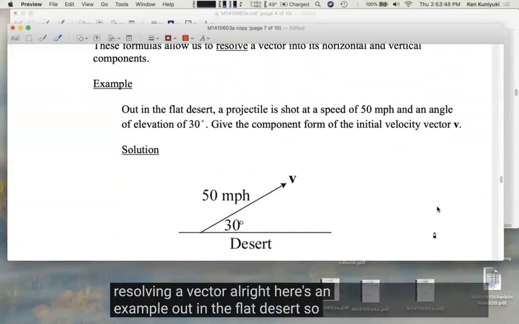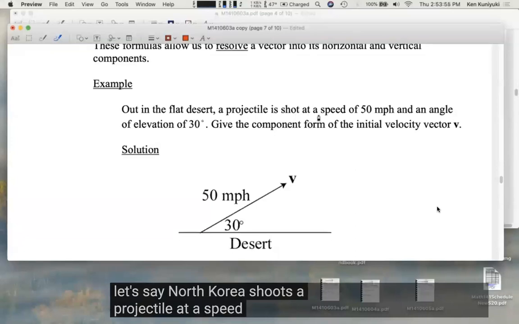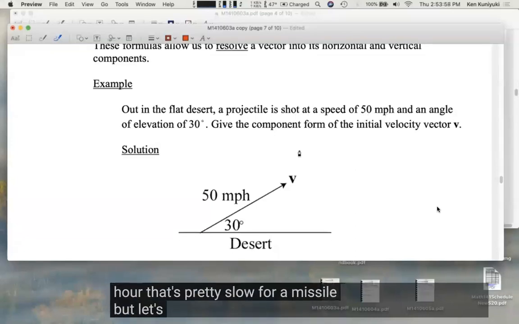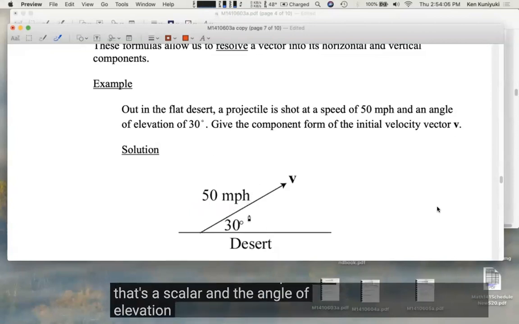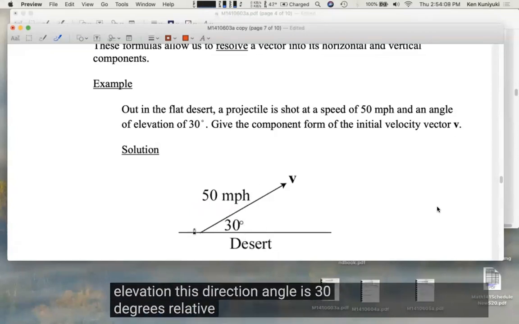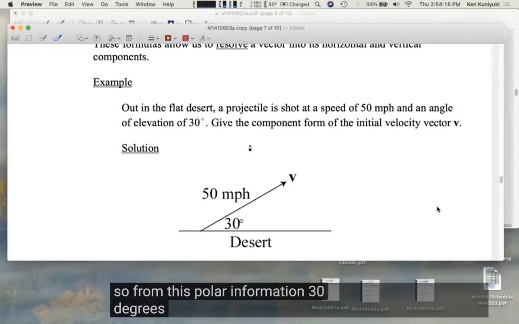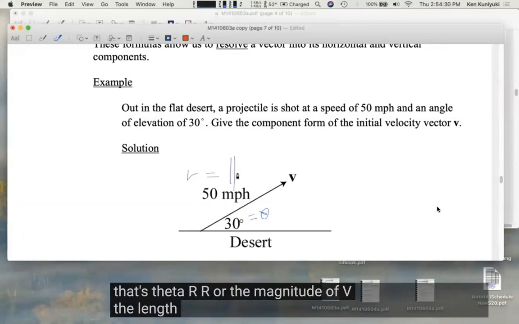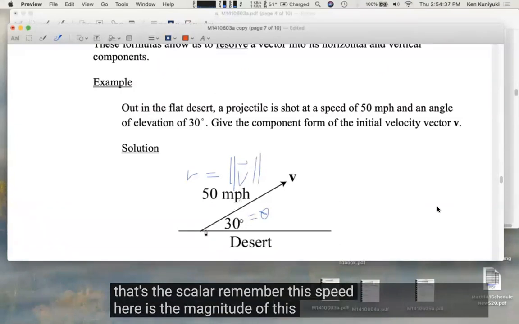All right, here's an example. Out in the flat desert, so it's not on a hill, let's say North Korea shoots a projectile at a speed of 50 miles per hour. That's pretty slow for a missile, but let's say that the initial speed of this missile is 50 miles per hour, that's a scalar, and the angle of elevation, this direction angle, is 30 degrees relative to the flat desert. Okay, so from this polar information, 30 degrees, that's the direction angle, that's theta. R, or the magnitude of V, the length of the vector, is 50 miles per hour, that's the scalar. Remember, this speed here is the magnitude of this velocity vector.